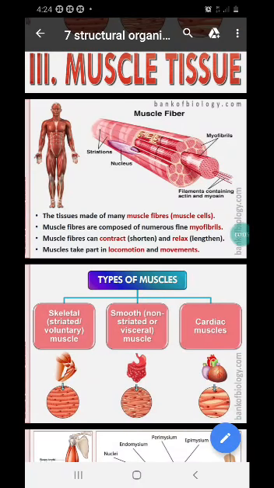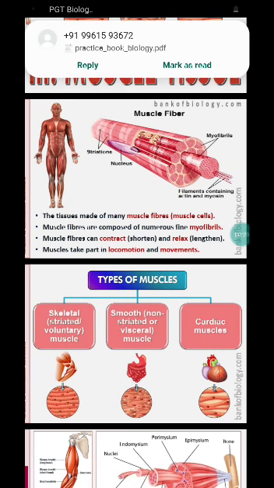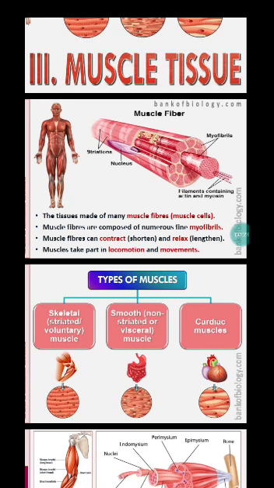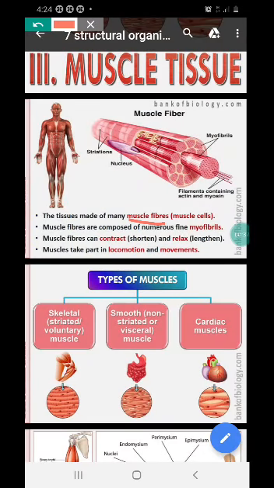Today we'll be doing the remaining part of the structural organization in animals, which is muscular tissue and neural tissue or nervous tissue. Okay. Now this muscle tissue or muscular tissue is made up of muscle cells, of course, muscle cells. The muscle cells are very long and thin and fiber-like, and so we call them muscle fibers.